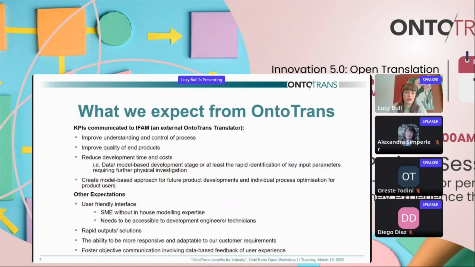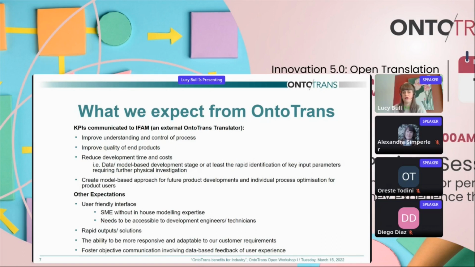So what do we as an end user expect from OntoTrans? The following are the KPIs that we shared with IFAM earlier in the project. We want to improve our understanding and control of the process. We want to improve the quality of our end products, and we want to reduce development time and costs. So using a data or model-based development stage to rapidly identify key input parameters that might require further physical testing, or effectively a virtual design of experiments. And to create a model-based approach for future product developments and individual process optimization for product users.